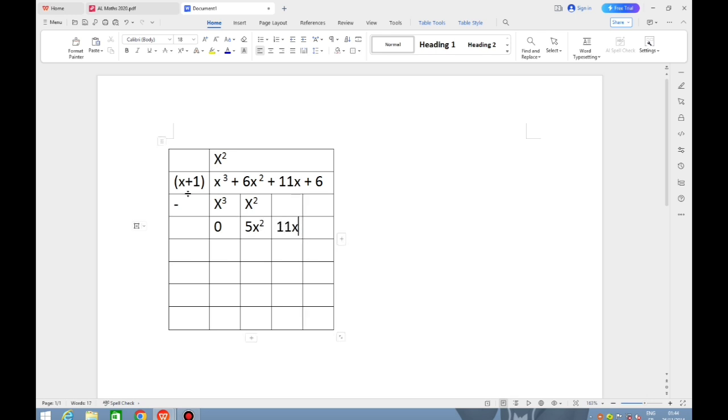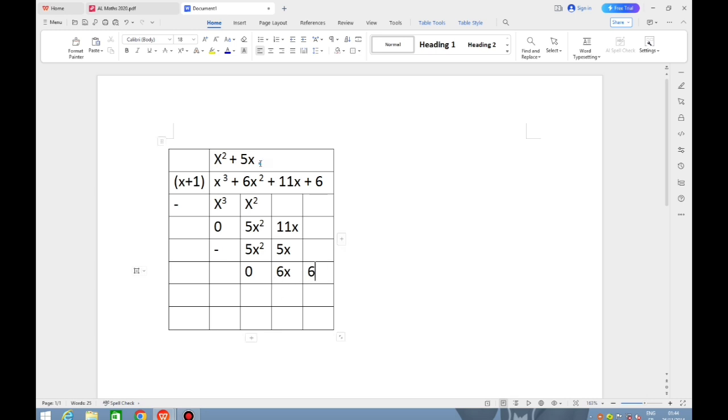5x squared divided by x is equal to 5x. 5x times x is equal to 5x squared, so 5x squared. And the 5x times 1 is equal to 5x. We do the subtraction again, and 5x minus 5x is equal to 0. 11x minus 5x is equal to 6x. We bring down this last digit, which is 6, and we continue with the last piece of the division.